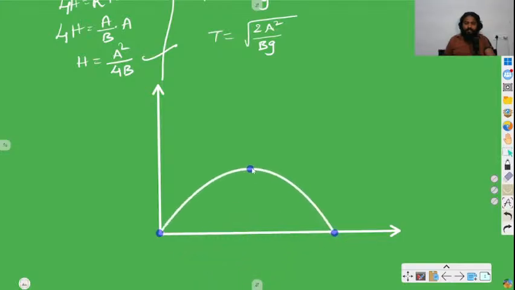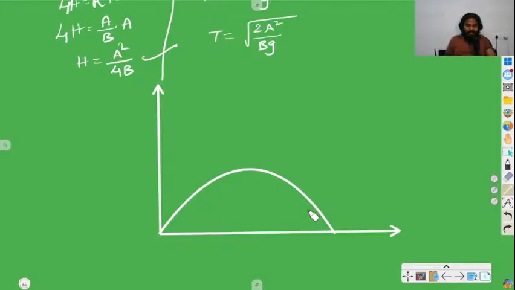Right, this is the projectile. Clear? If you project with velocity u at an angle theta with the horizontal, then it can split into two components, horizontal component and vertical component, right?